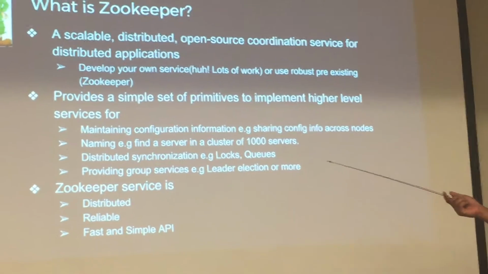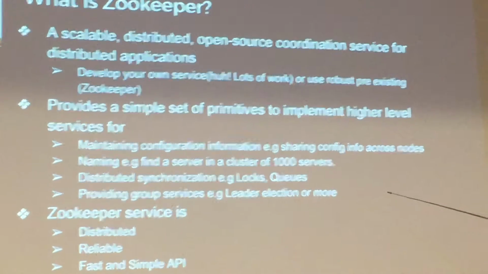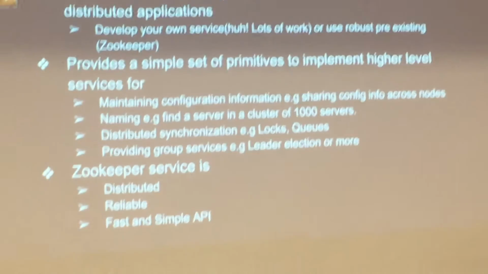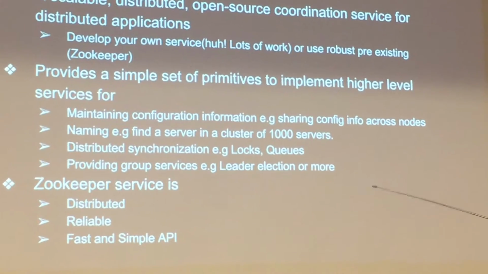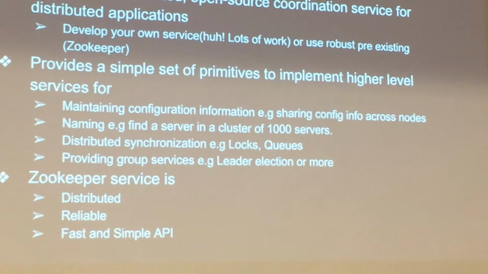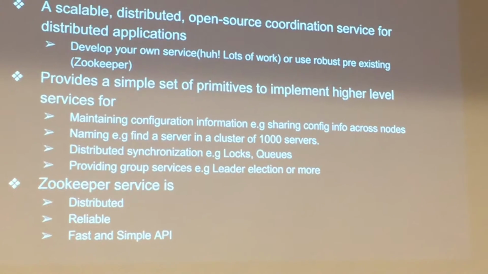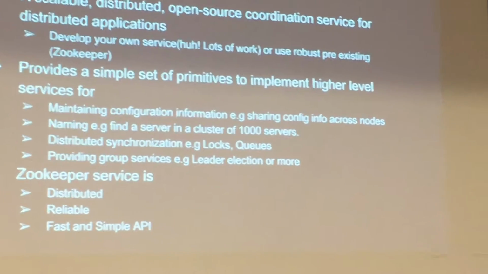The next example is name nodes. If you want to have a name node, you can build it using the Zookeeper service. Next is distributed synchronization. When you want to write data across different data nodes, you can use the Zookeeper service for synchronization. So you don't need to worry about how the locking and queuing of all these requests across distributed applications will be done. That will be taken care of by Zookeeper.